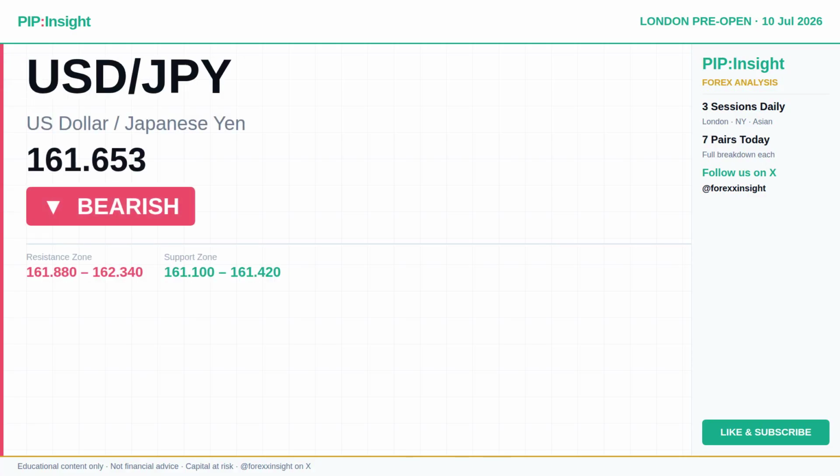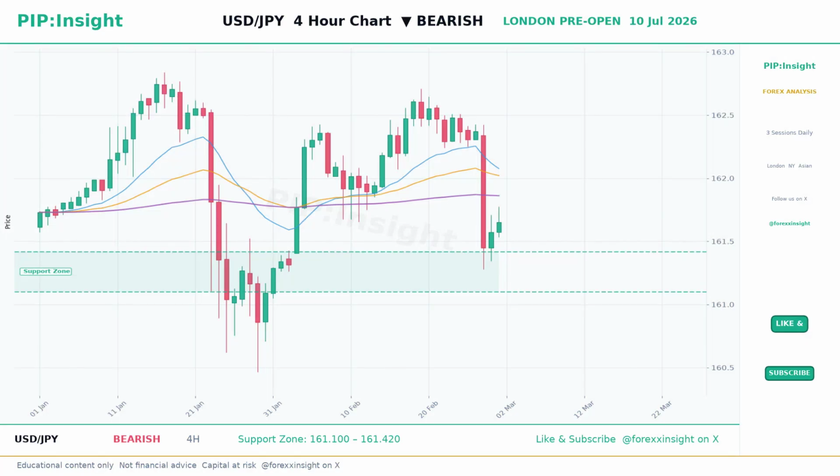Dollar yen. The chart is showing bearish structure on this session. The 4-hour trend is to the downside and the 1-hour is also pointing lower. Resistance is marked between 161.88 and 162.34. Support is marked between 161.1 and 161.42. Here is the full chart breakdown.